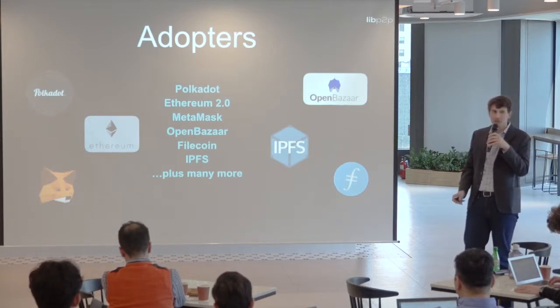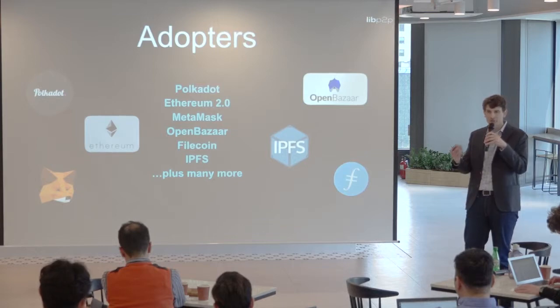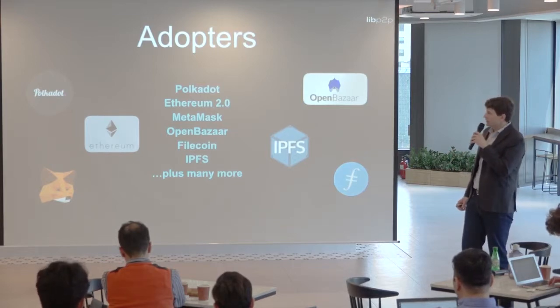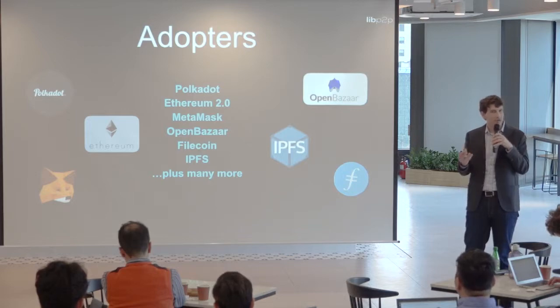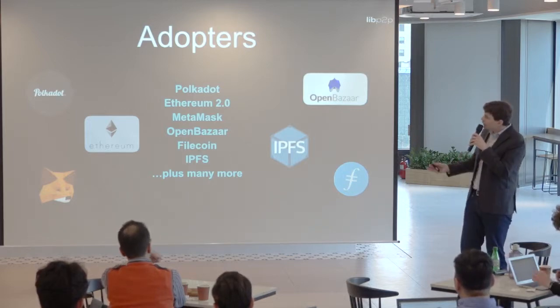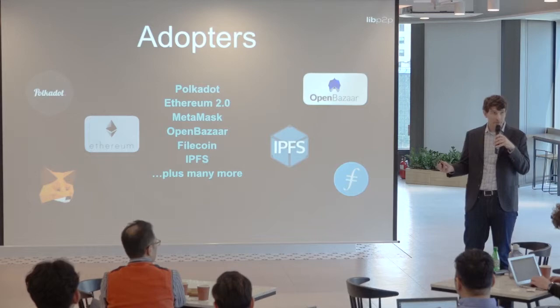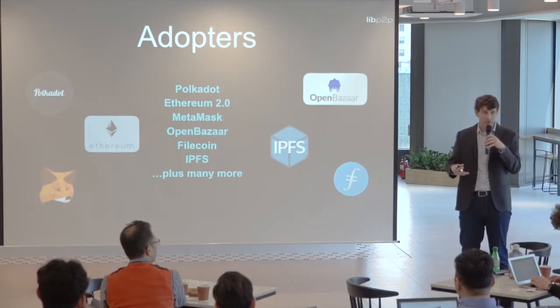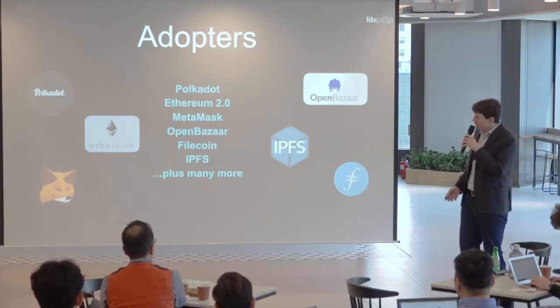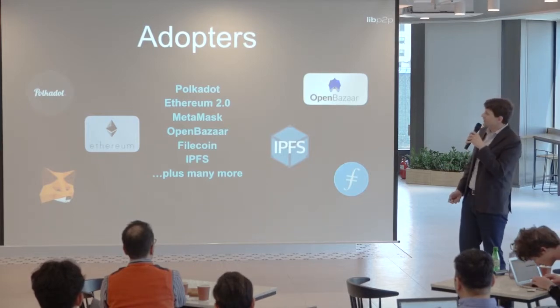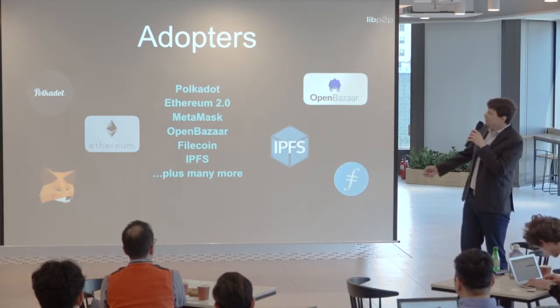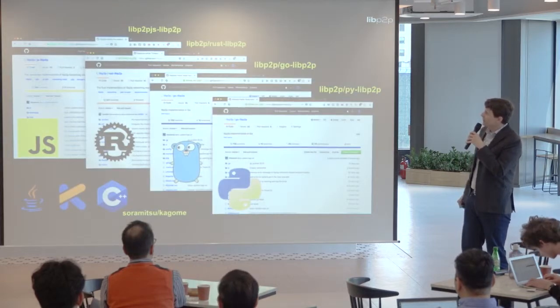Another one is MetaMask. Most people in this room probably know that. It's a browser extension and a crypto wallet. OpenBazaar, it's like a decentralized eBay. Filecoin and IPFS are Protocol Labs projects, so of course we're eating our own dog food. And there are a lot more, but I'm not going to list them because it would take all day and it would be silly. So the point is we have good adoption.